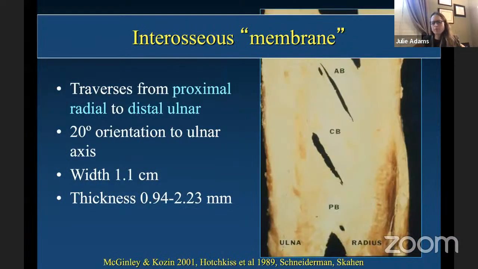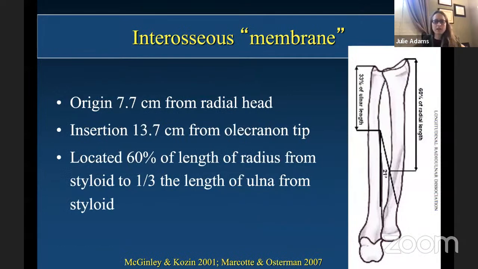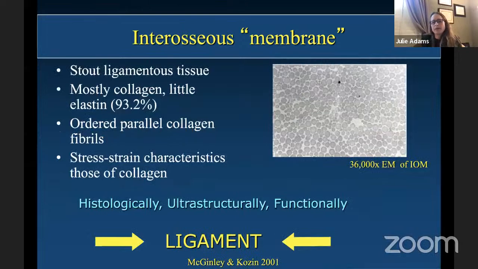We call it a membrane, but the reality is that it functions more as a ligament, as I'll talk about in a bit. It traverses from proximal radial to distal ulnar. It's about 1.5 centimeters wide and fairly thin. It's located about 60% of the length of the radius from the styloid, and then runs to about 1/3 up the ulna from the wrist. Again, we talk about it as a membrane, but in reality, it's more akin to a ligament. It's mostly collagen. It has ordered fibrils, and functionally, histologically, it acts as a ligament, as described by Kozin and colleagues.